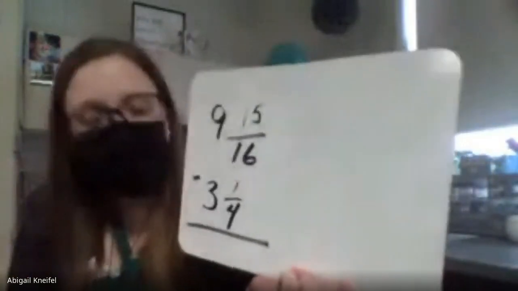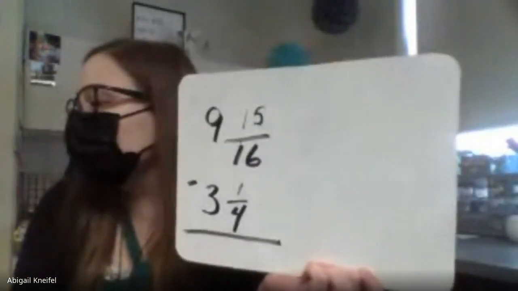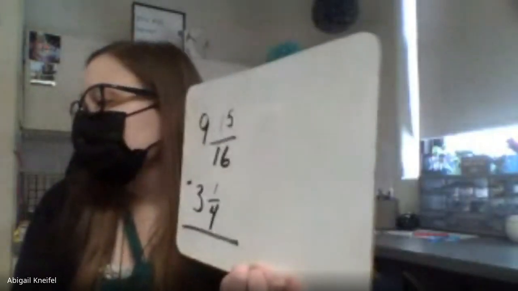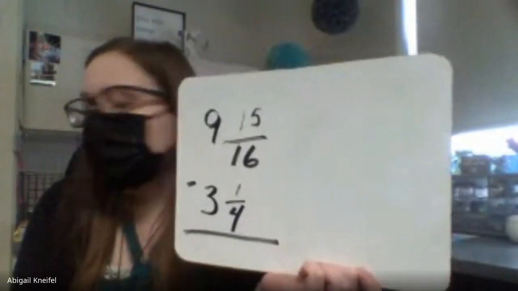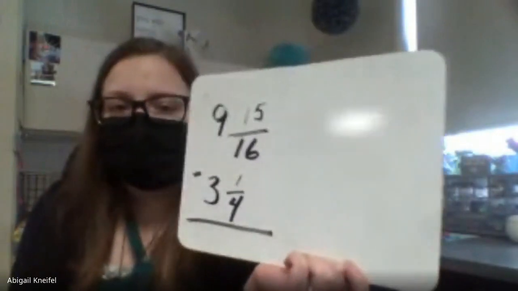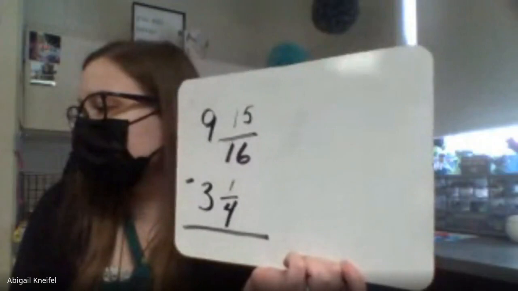All right. 9 and 15/16 minus 3 and 1/4. Find your common denominator between 16 and 4.